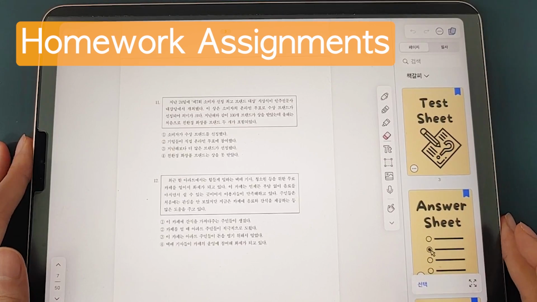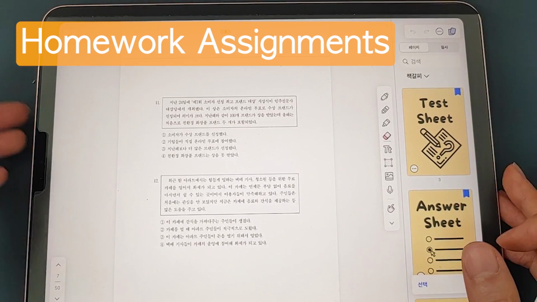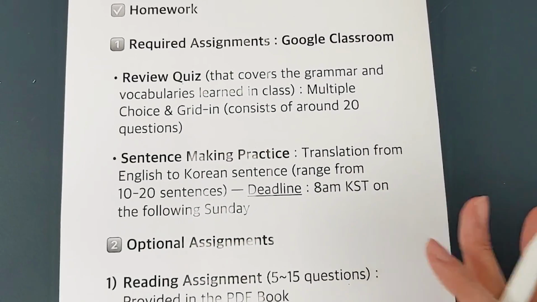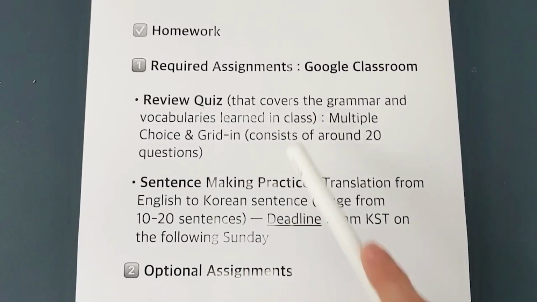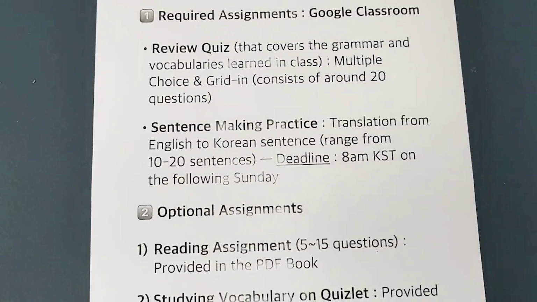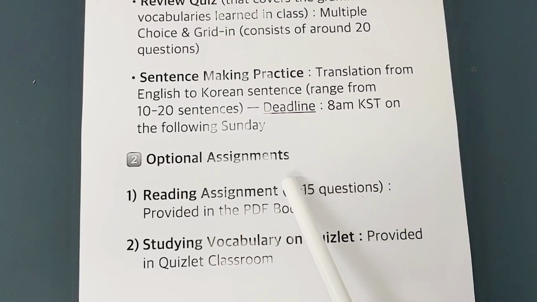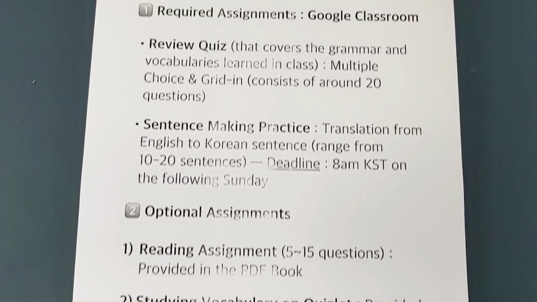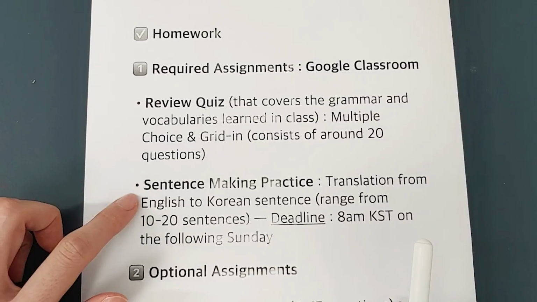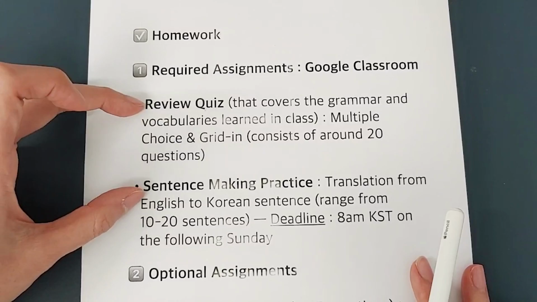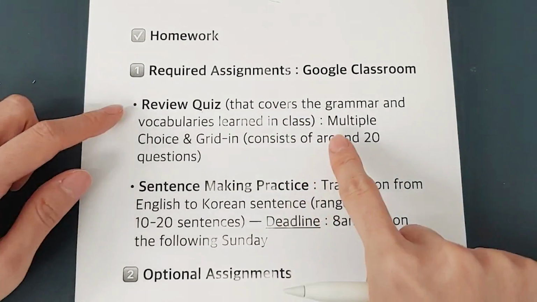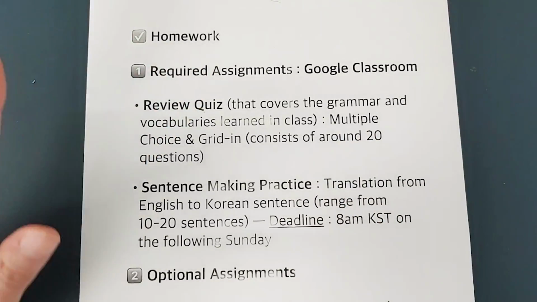So I think now is the perfect segue for getting into the details of the homework. To make the homework less overwhelming for the students, I split it into 2 parts: required assignments, which you have to finish, and optional assignments, which you don't have to finish, and you can do voluntarily. I will first explain how the required assignments work, the review quiz and the sentence making assignment. Both can be accessed on Google Classroom. And every week, I will make sure to have both assignments up in the classroom within 24 hours after class.